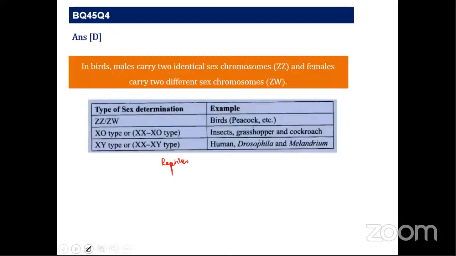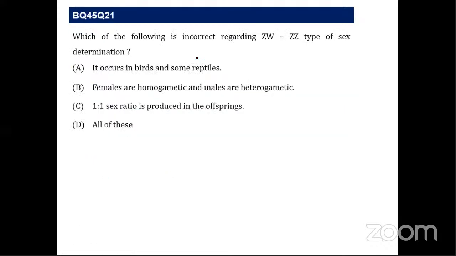All right. Next question. Which of the following is incorrect regarding ZW and ZZ type of sex determination? You have to find out the incorrect statement. We just solved this. It's very easy. I told you in which organisms we are going to find this kind of sex determination. Very good, everybody. Everybody's answering correctly.